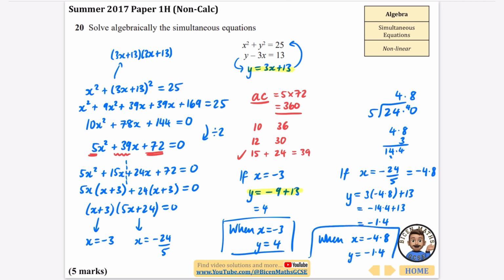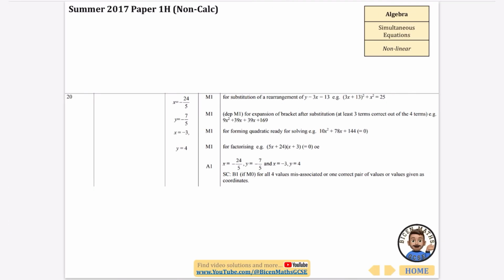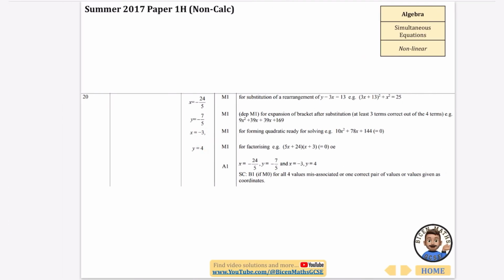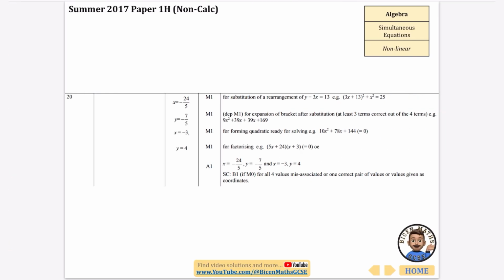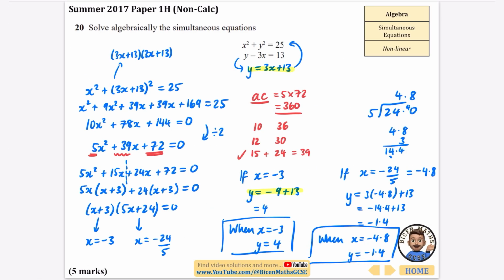So we've got our two pairs of solutions for this one, and I don't think I've made any mistakes, but we'll soon find out when we go to the answers on the next page. So we have got minus 3 and 4, great, and then minus 4.8, which was our minus 24 over 5, and minus 7 over 5, that is minus 1.4, and so it doesn't have to be as a fraction, so that one's perfectly fine for us to have as minus 1.4.